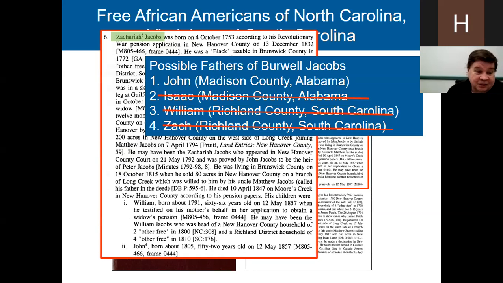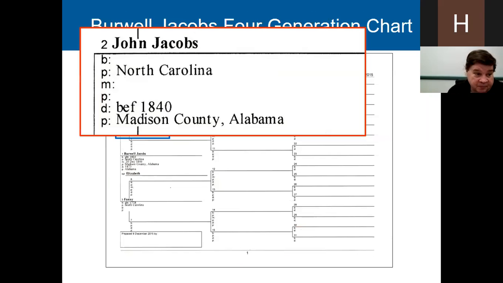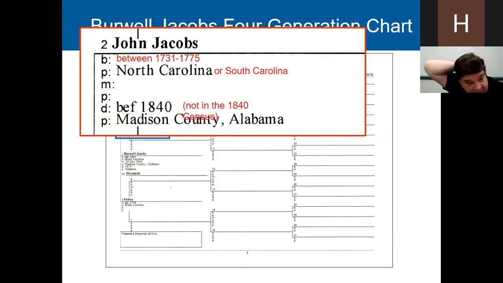And I'm just going to rule out the South Carolina one because John was known to be in Alabama. It makes much more sense that his father would be in Alabama since his mother was. That leaves us with John. So we know John was born sometime between 1731 and 1775 in either North or South Carolina, and he died before 1840, and we know that because he's not in the 1840 census.